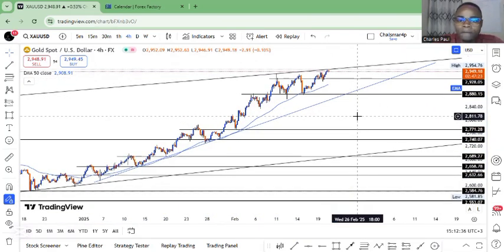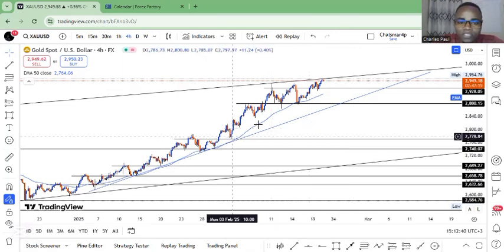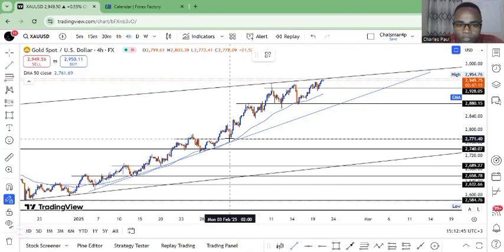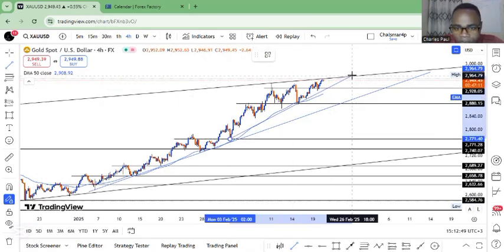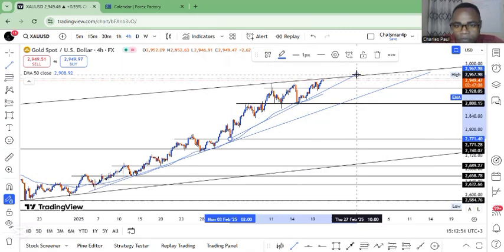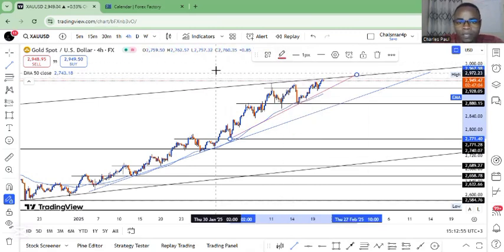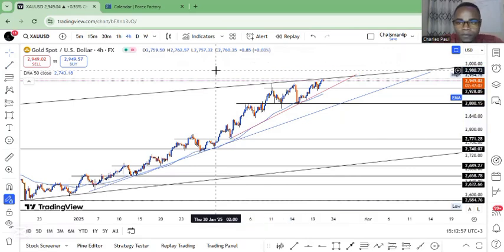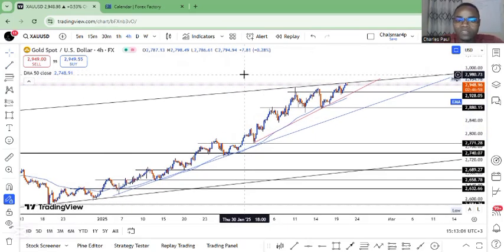Now let me mark this one with another color, maybe blue. And then also we have this trend inside of this trend over here. From this point, you can draw it on the way to this level. Let me mark it with this color, pink. I think it's pink. Yeah, you know what I'm saying?